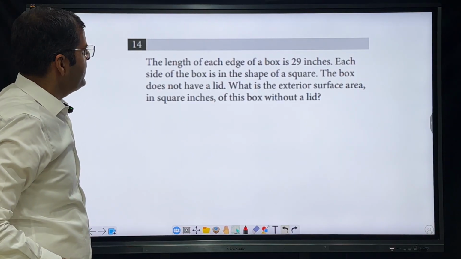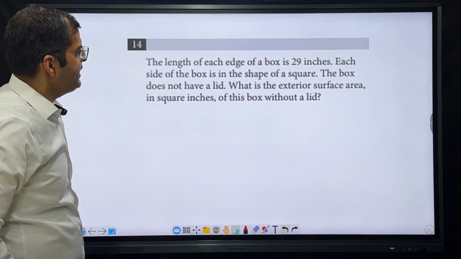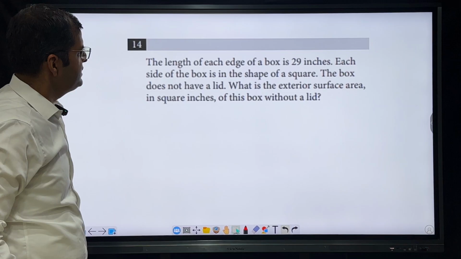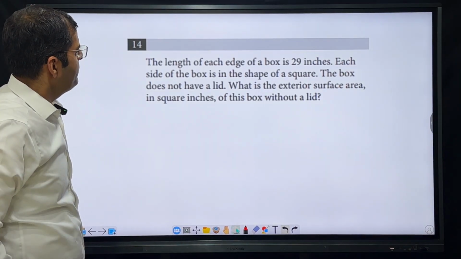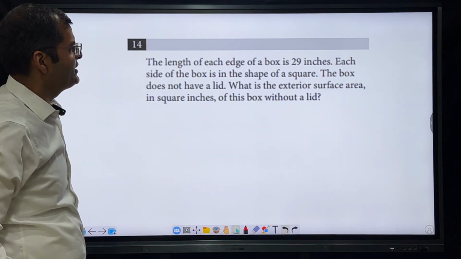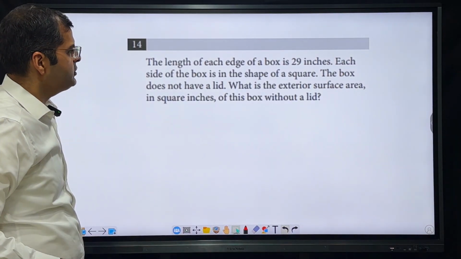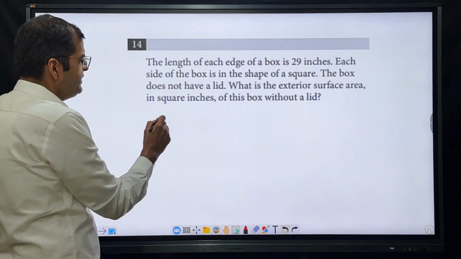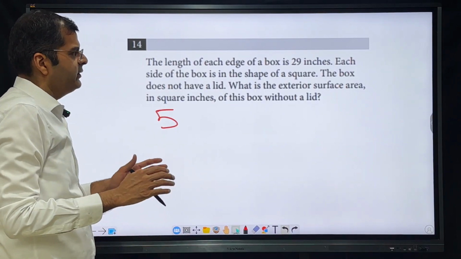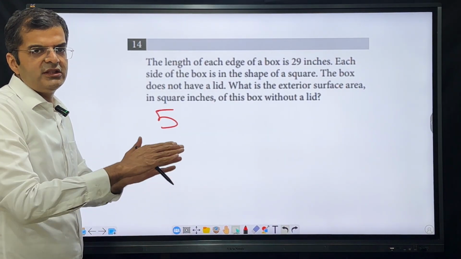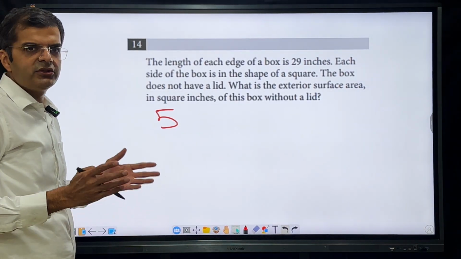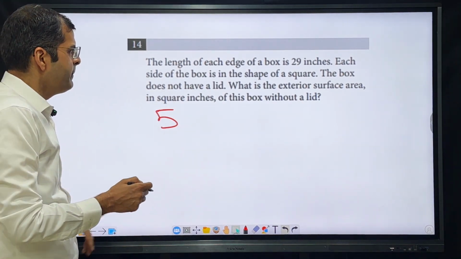Now this question says the length of each edge of a box is 29 inches. Each side of the box is in the shape of a square. The box does not have a lid. What is the exterior surface area in square inches of the box without lid? So if there is no lid, there are 5 surfaces. In a normal box, there are 6 surfaces, but there is no lid. So that means the box is open from the top. So there are 5 surfaces.